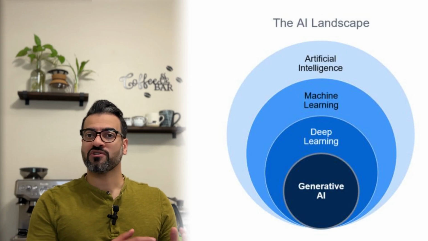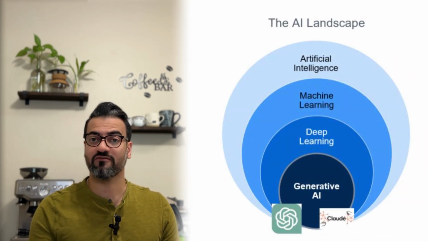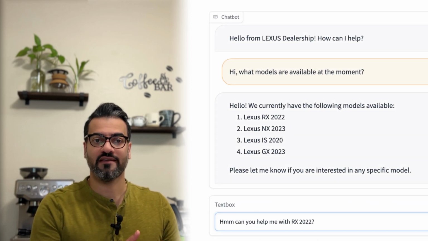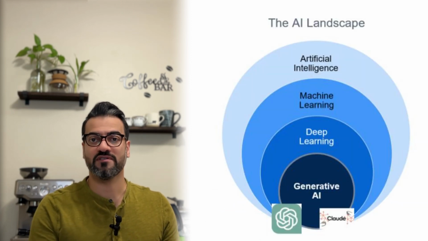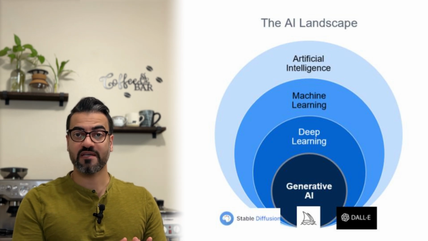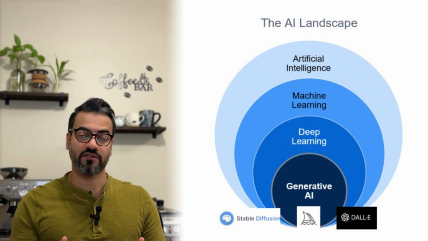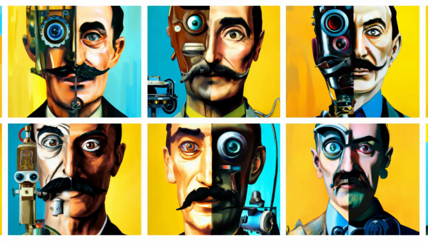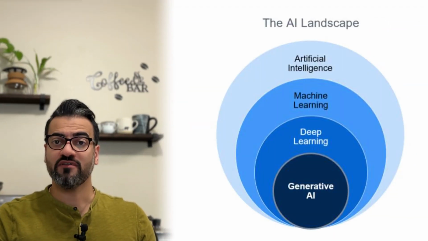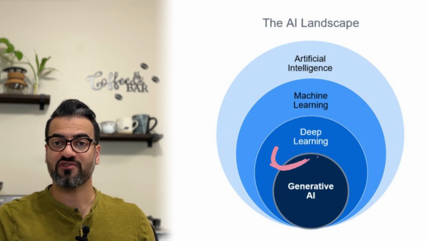Let's start with the most recent advancement in AI, which is generative AI. In the natural language processing domain, we have ChatGPT, we have Claude from Anthropic. These can generate text and they can interact with users in natural language. With graphic generation, we have Stable Diffusion, Midjourney, or DALL-E. They can generate images or modify existing images using generative AI algorithms. Generative AI is basically a branch of deep learning.